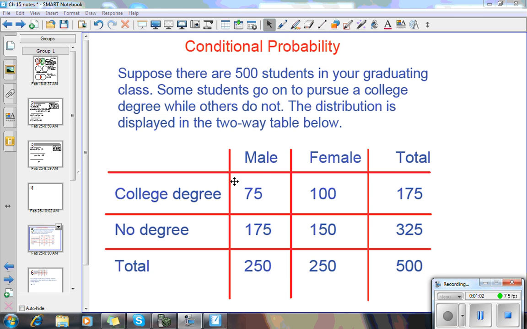Then the 75 would represent the males who are going on to pursue a college degree. And the 175 represents males who are not going on to pursue a college degree. 100 females who are going on, and 150 who are not. So that kind of gives you an idea of what those numbers represent.